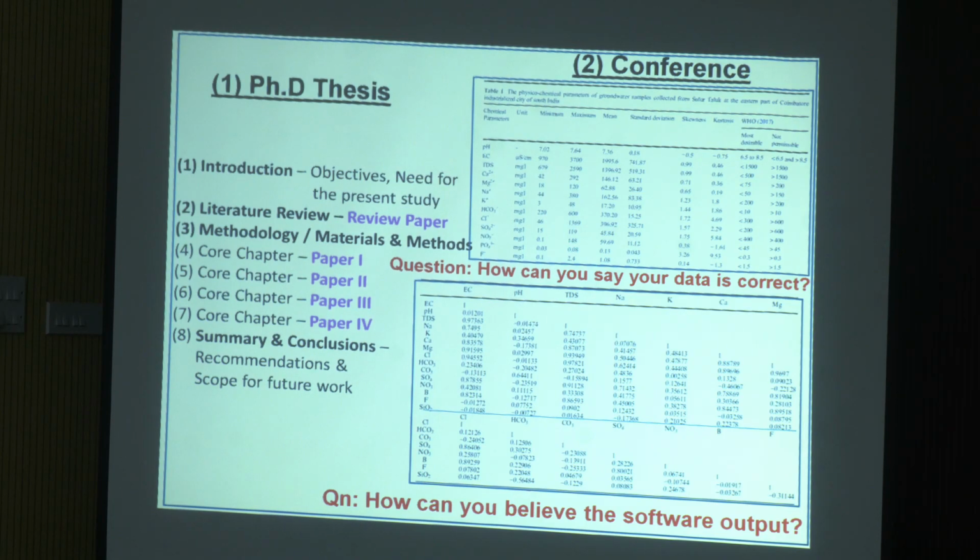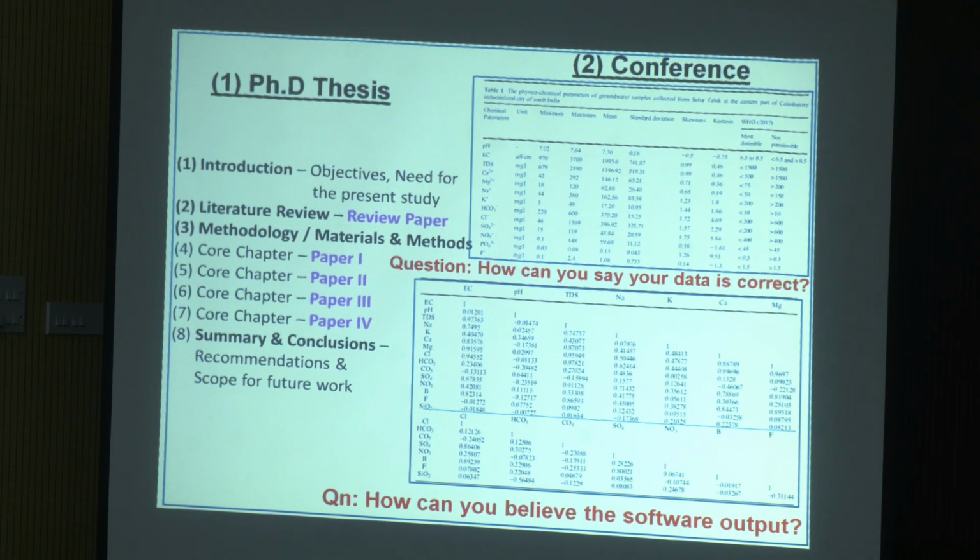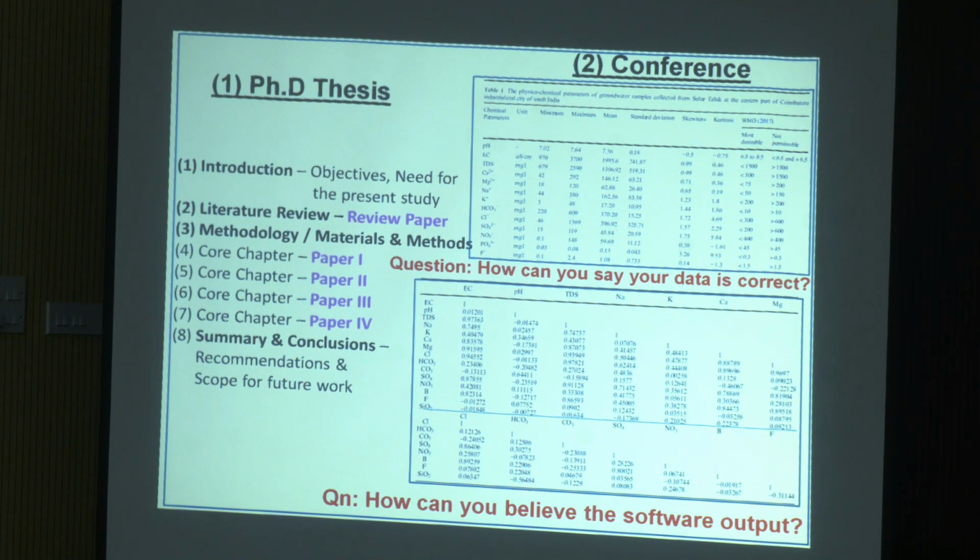Another question, this one. When I was attending a conference in Mexico, this question was asked. He presented his data in this form. One person asked, you generated this kind of output using software, SPSS. How can you say your software has given correct output? Isn't it? Some algorithm will be there. How can you say you got correct output? Again that person was not able to tell the answer.